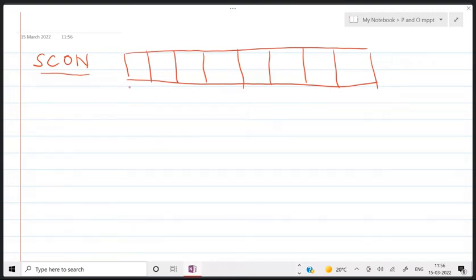Okay. The first two bits are SM0 and SM1. Then the next bit is SM2. I'm writing from the higher side. Then we have REN, then TB8, then RB8. Then we have TI, and the least significant bit is RI.